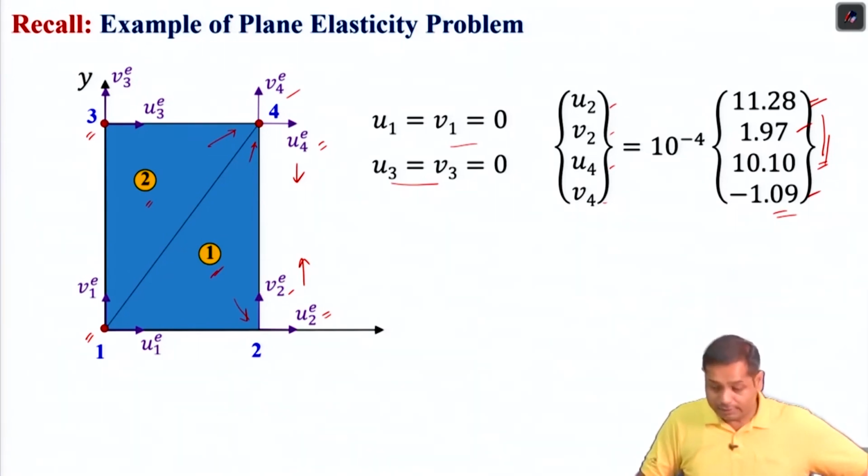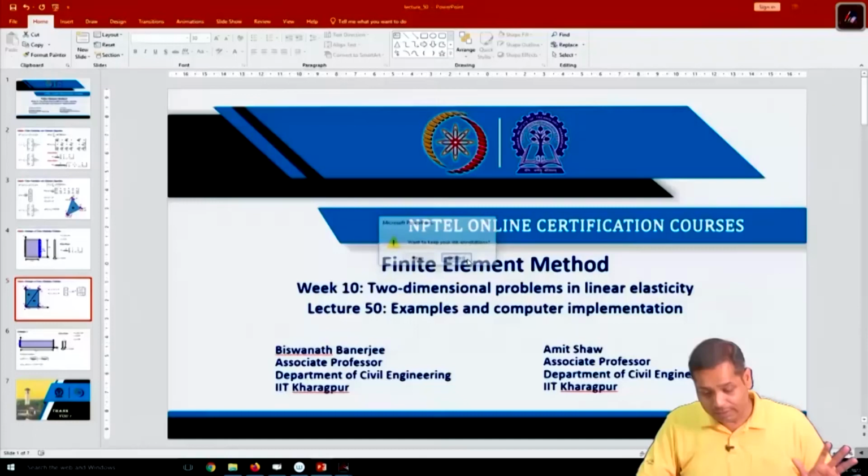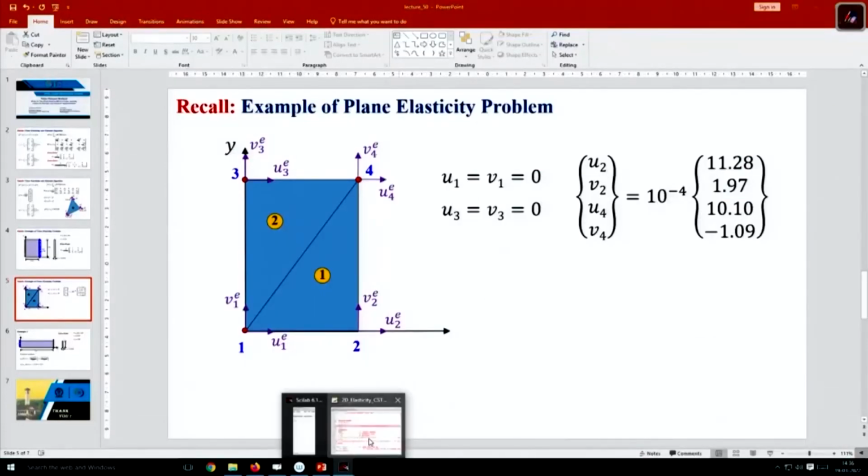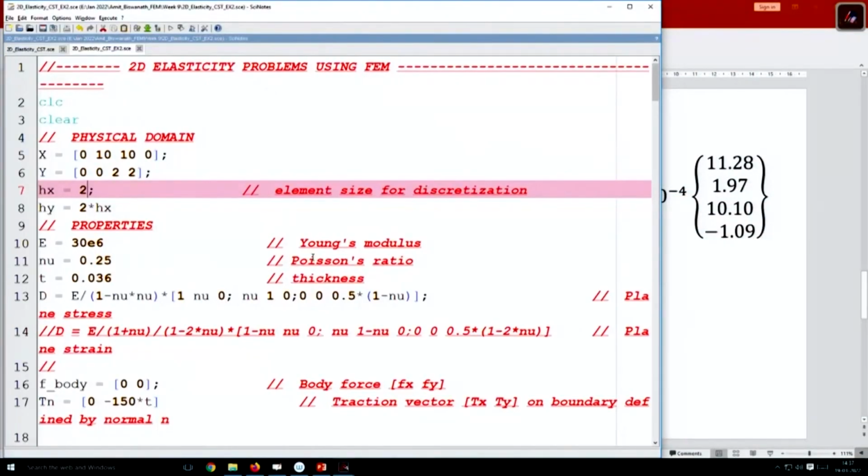So let us start writing the code. The code is written as per the practice we have been following. I will go through the entire code, and then we'll take up some example and get the solution. So this is a 2D elasticity problem using FEM.